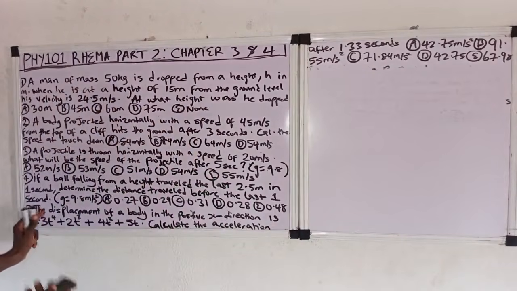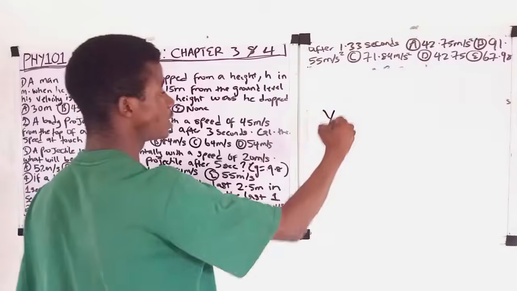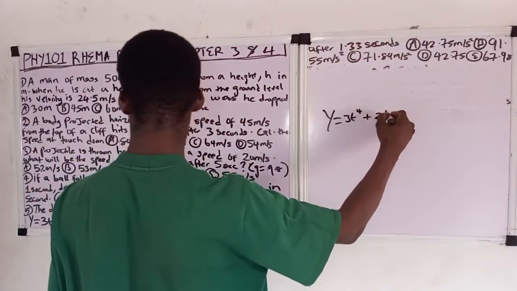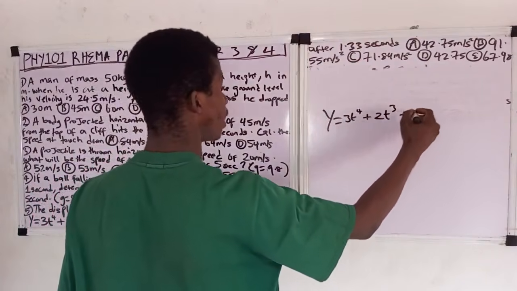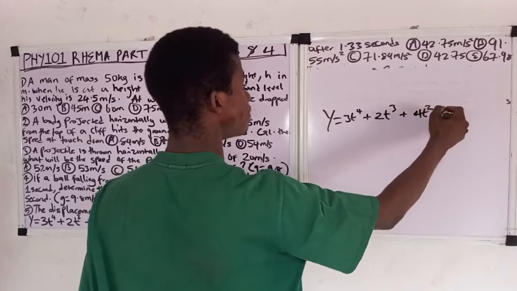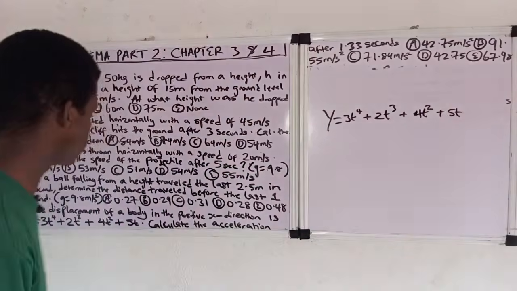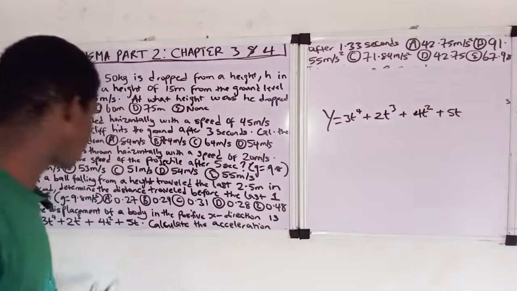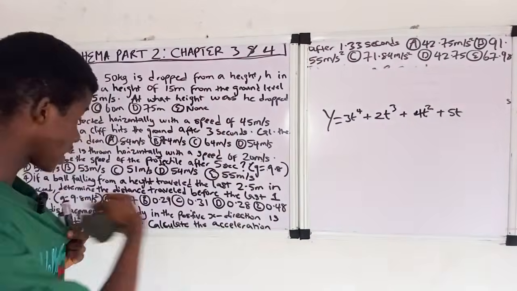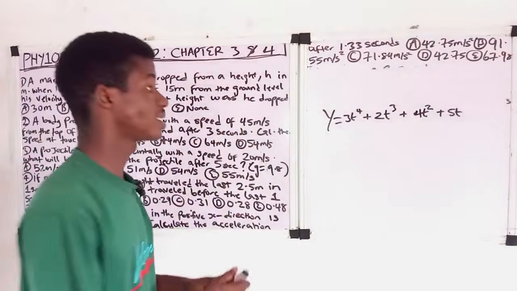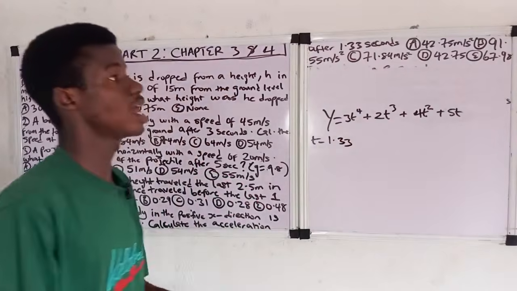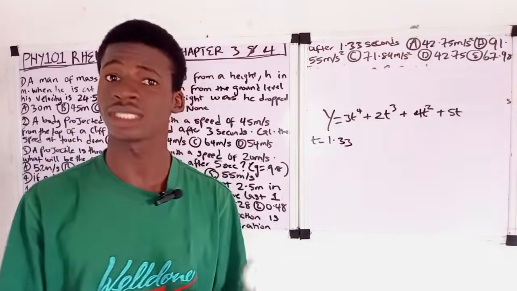This question says the displacement of a body in the positive x direction is 3t raised to power 4 plus 2t raised to power 3 plus 4t raised to power 2, then plus 5t. So this is the displacement of a body in the positive x direction. They say calculate the acceleration after 1.33 seconds. So the time is 1.33 seconds, and we are looking for the acceleration. This question is coming out from instantaneous acceleration.